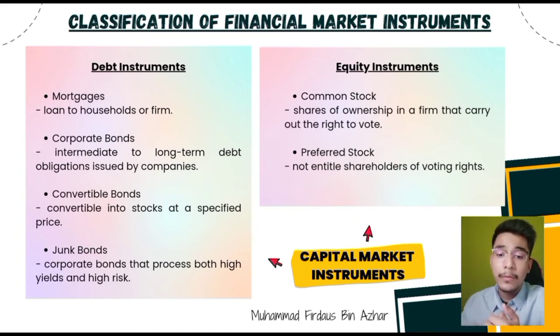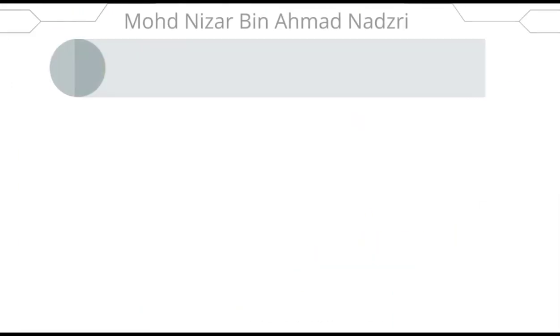So next we look at the equity instrument. Equity instrument consists of two, which are common stock and preferred stock. Common stock is a share of ownership in a firm that carries the right to vote, but preferred stock shareholders are not entitled to voting rights.